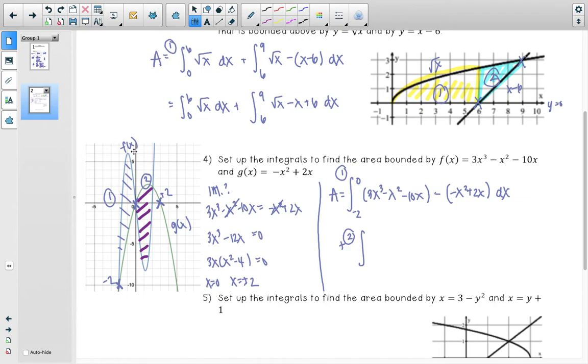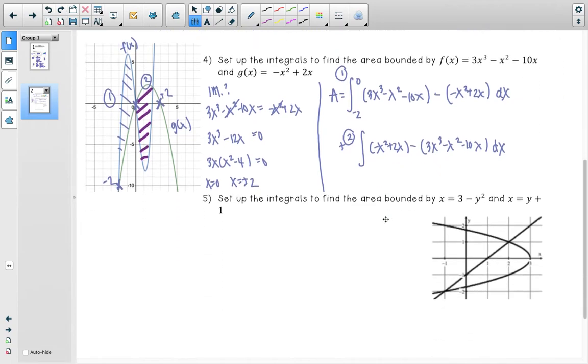Now, if you notice on the second area, the green line is on top, so that's our upper bound, so we're actually going to put that first. So we're going to do negative x squared plus 2x, and the lower bound is the blue line, so then you do 3x cubed minus x squared minus 10x, and then dx, and you would integrate. I would simplify these and then integrate them, okay?